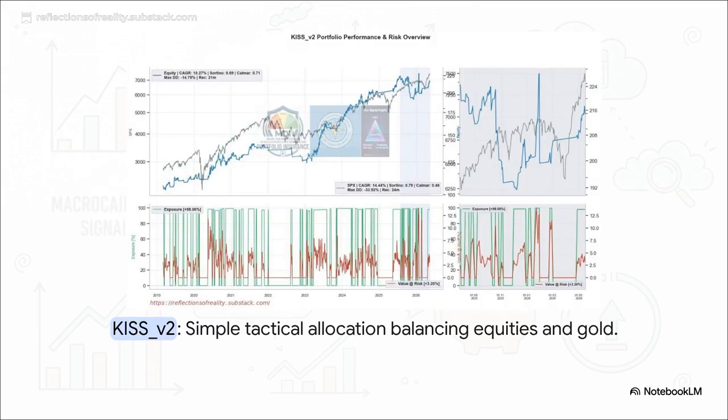Next is KISS V2. Now, this one is a much simpler, highly tactical allocation model. Instead of juggling dozens of equities, it just balances SPY, QQQ, and gold on a weekly cycle. It uses a slightly more aggressive, responsive adjustment factor of 3.0. But just like Beacon 1, it keeps portfolio insurance enabled. That's absolutely crucial for protecting against those elevated geopolitical tail risks we saw lit up in the Polymarket data.